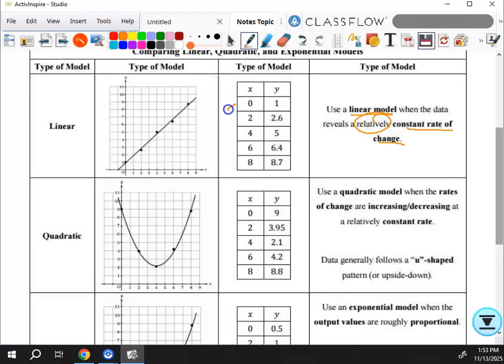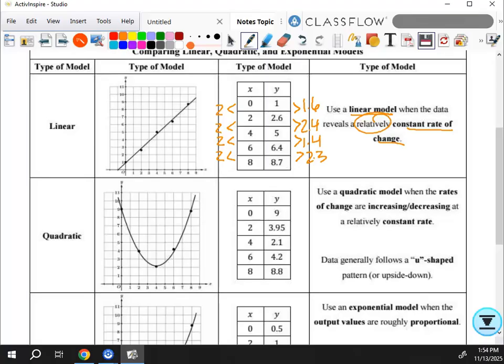So the first thing we look at is, do we have equal length input value intervals? Yes, we do. Then we can look at, do we have a relatively constant rate of change? Here, these differences would be 1.6, 2.4, 1.4, 2.3. So they're not crazy close, but they're relatively close enough. And if you look at the line of best fit there, you can see that those points are just right on either side of the line. Good?